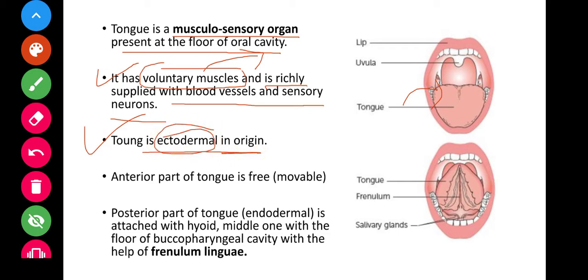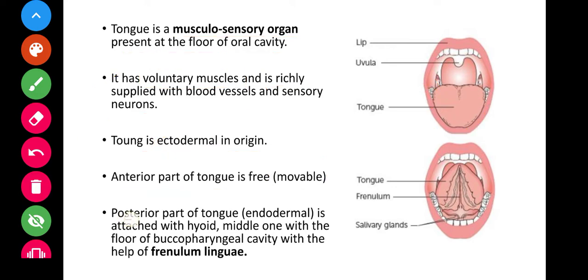Anterior part of tongue is free, which is movable. This region of the tongue is free and movable. Posterior part of tongue, which is endodermal in origin, is attached with hyoid bone, and the middle one with the floor of buccopharyngeal cavity with the help of frenulum.